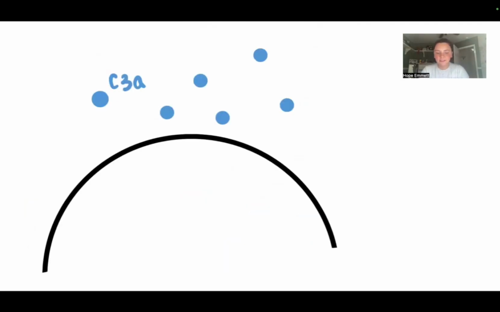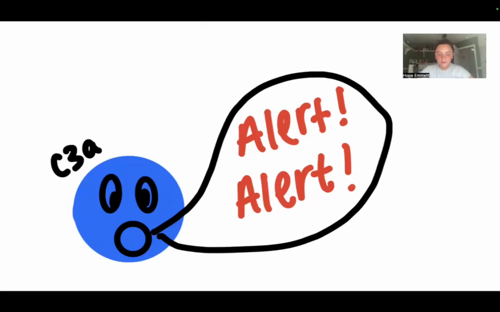So after cleavage by C3 convertase, C3a is released into the surrounding environment. Think of it as the body's alarm system. It doesn't tag microbes like C3b, but instead it sounds the alarm. This triggers inflammation, making blood vessels leaky and calling in immune cells to the site of infection.